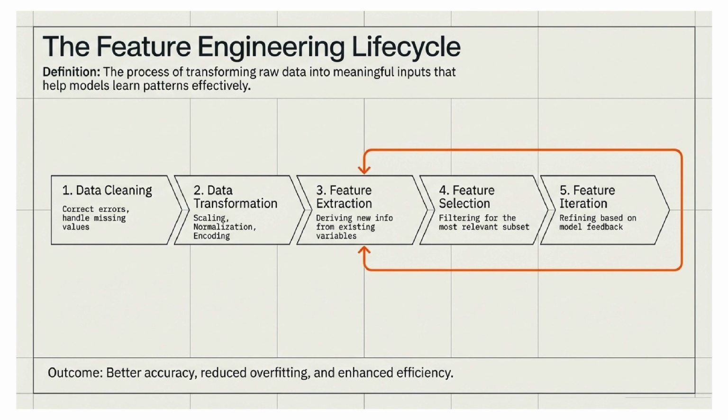After extraction comes feature selection. Here we identify and retain only the most relevant features. Irrelevant or redundant variables are removed to reduce complexity, prevent overfitting, and improve model interpretability. Finally, we have feature iteration. Feature engineering is not a one-time activity. Based on model performance and feedback, features are refined, added, or removed to continuously improve results.